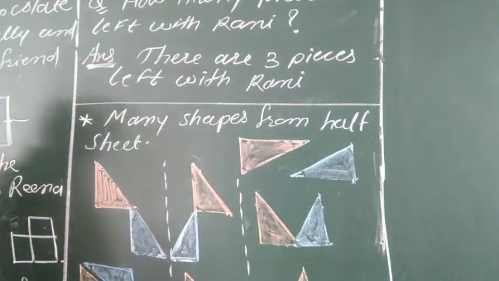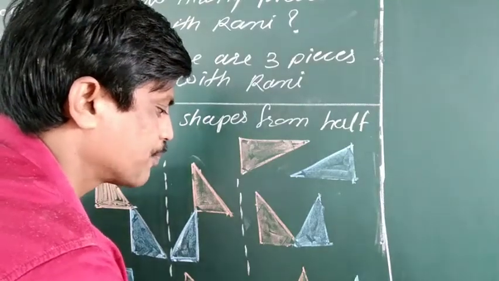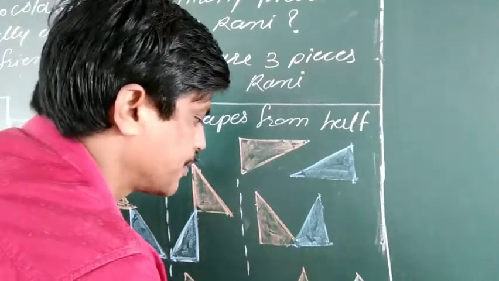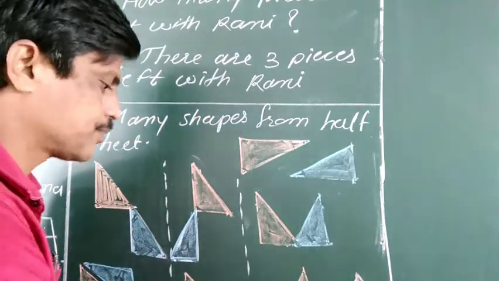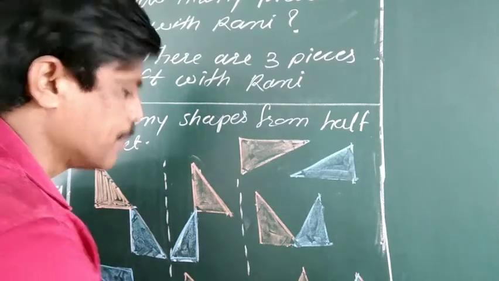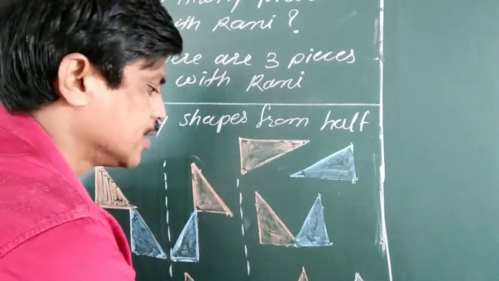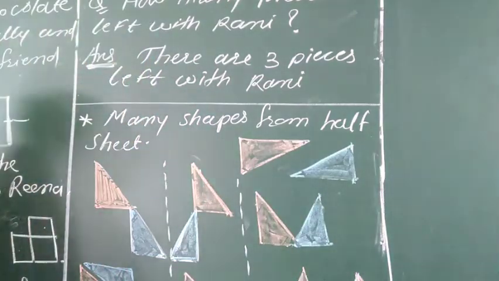So see, one more is here. It's very simple. This is one half and now this is another half. See, it is looking like a triangle. So this way we can make different shapes by joining these two half shapes. So these are the shapes which we form by joining two different halves.